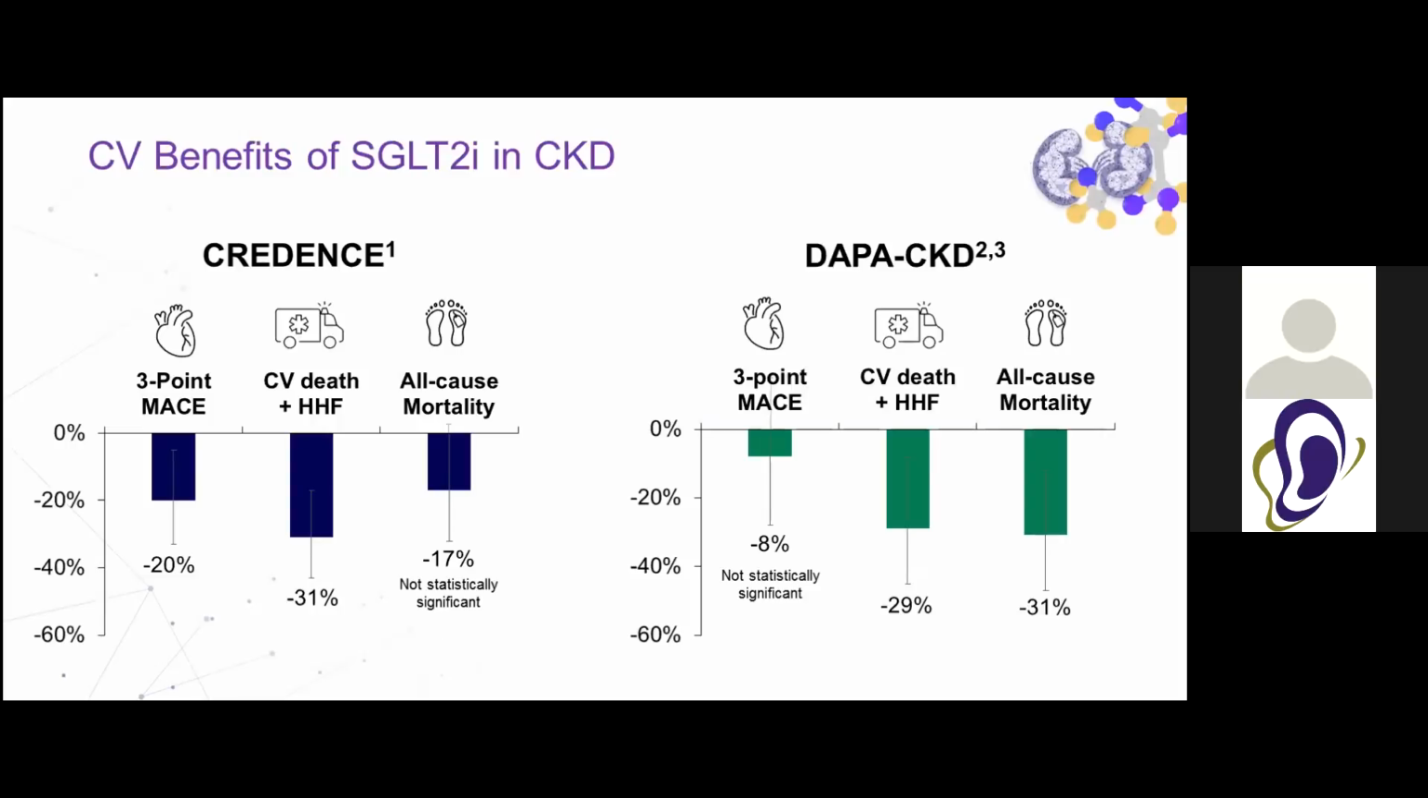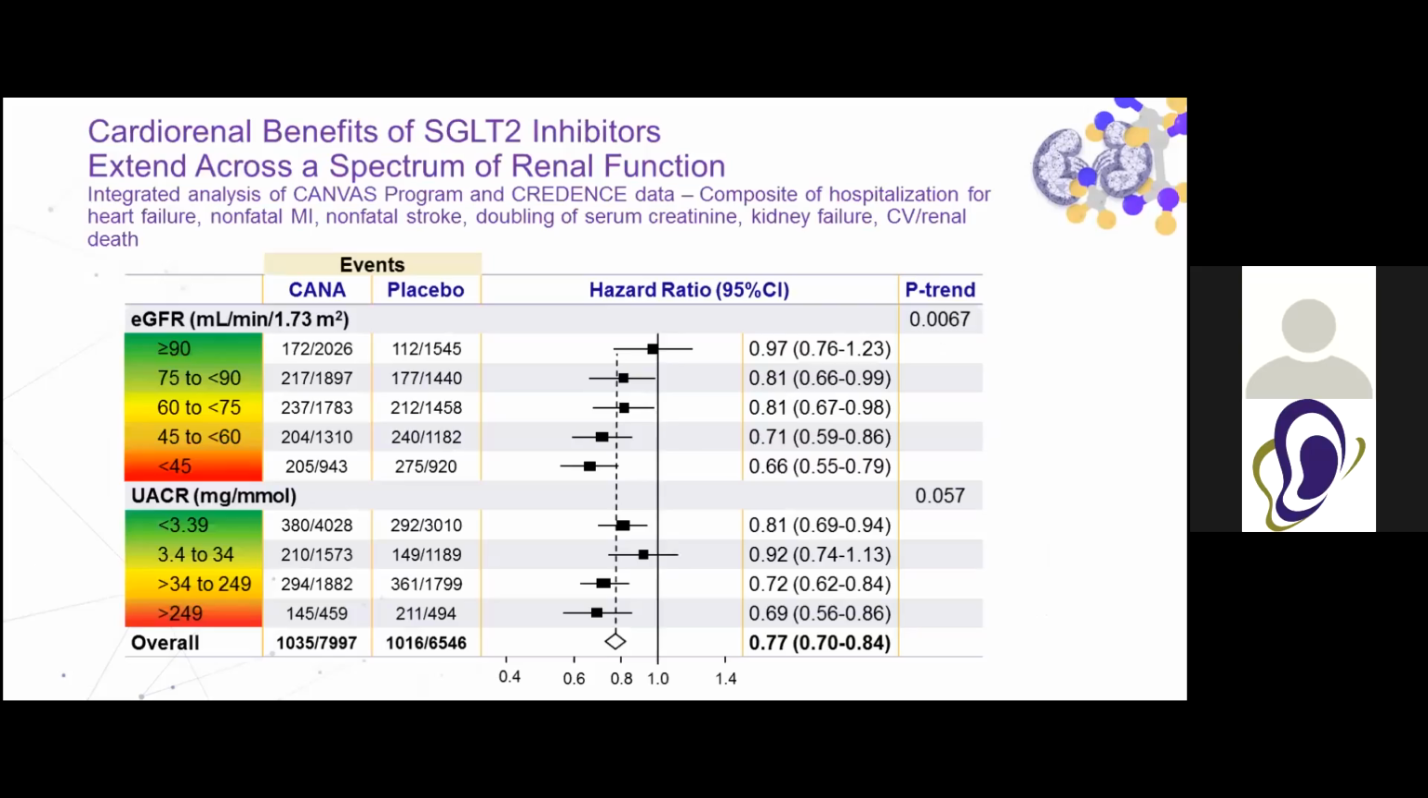I've shown you these slides before, but again, importantly, the results are quite consistent across the two agents in slightly different, but somewhat overlapping populations. If you look at those benefits across all kidney function, you'll see again that the result favoring the SGLT2 inhibitors across the spectrum of GFR and urine ACR is really quite impressive. This is with CANA alone, because it's a huge analysis with CANVAS and CREDENCE, but it has actually been replicated in other studies as well.